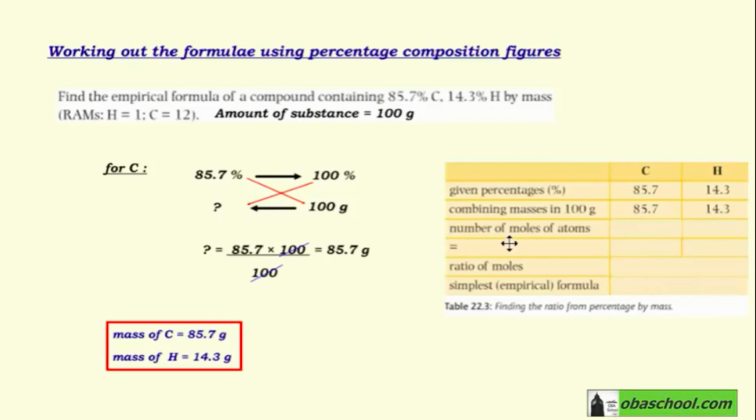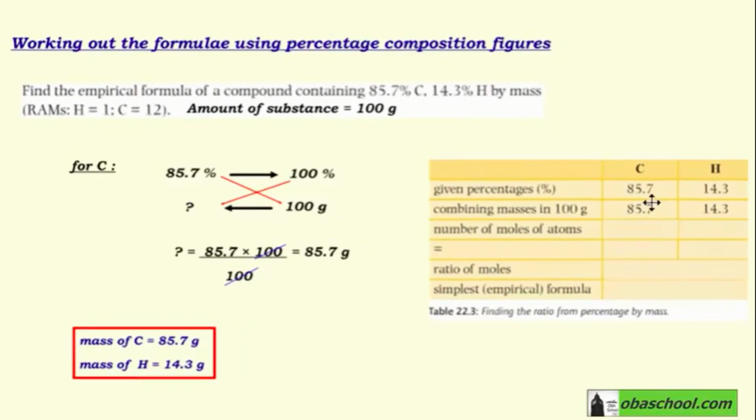Number of moles, as we said, equals the mass divided by the mass of 1 mole, which is 85.7 over 12 for carbon, which is the relative atomic mass, and for hydrogen, the mass, which is 14.3 divided by 1, which is the relative atomic mass of hydrogen. So these are the answers.